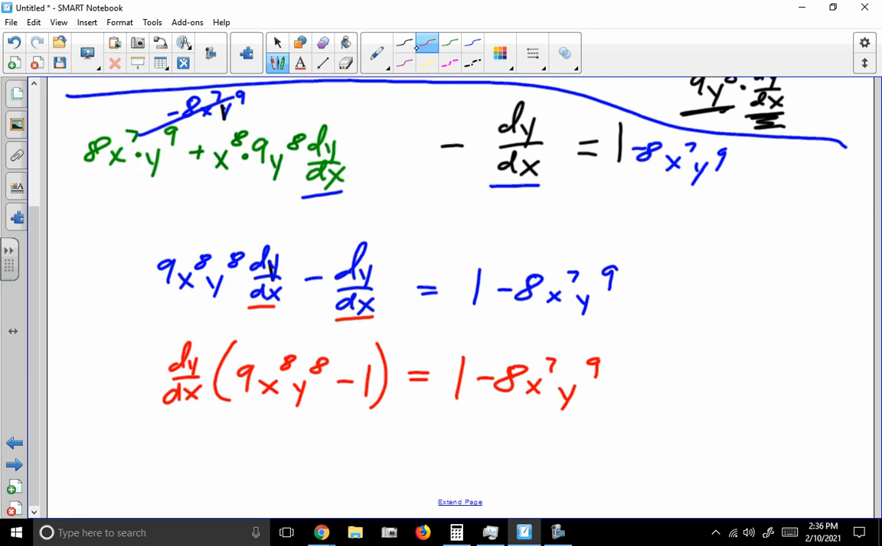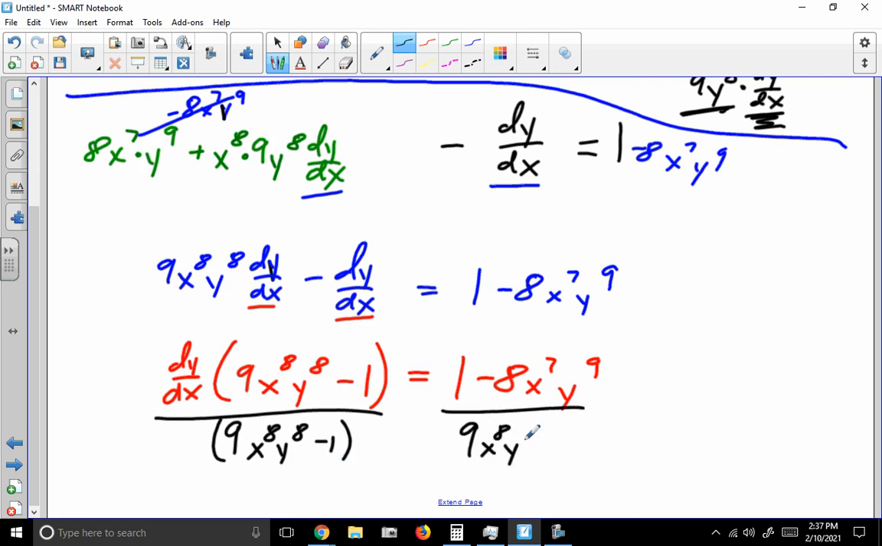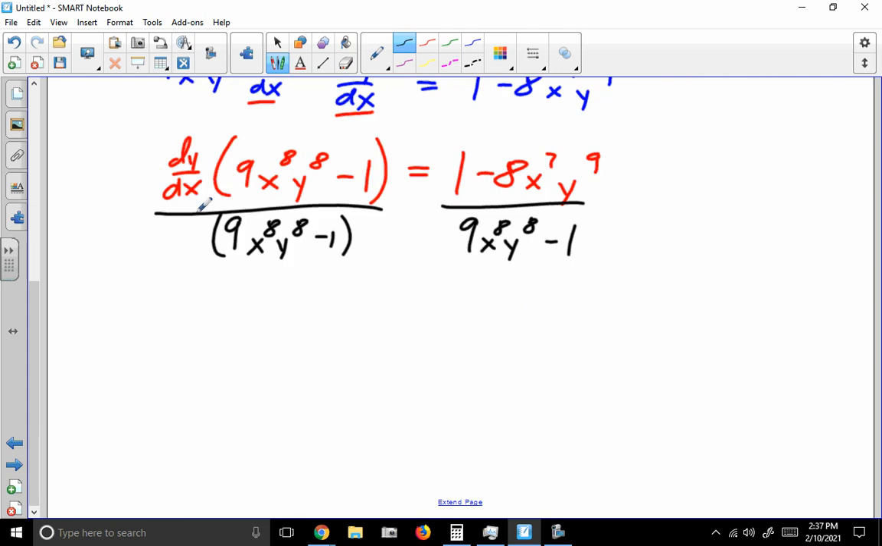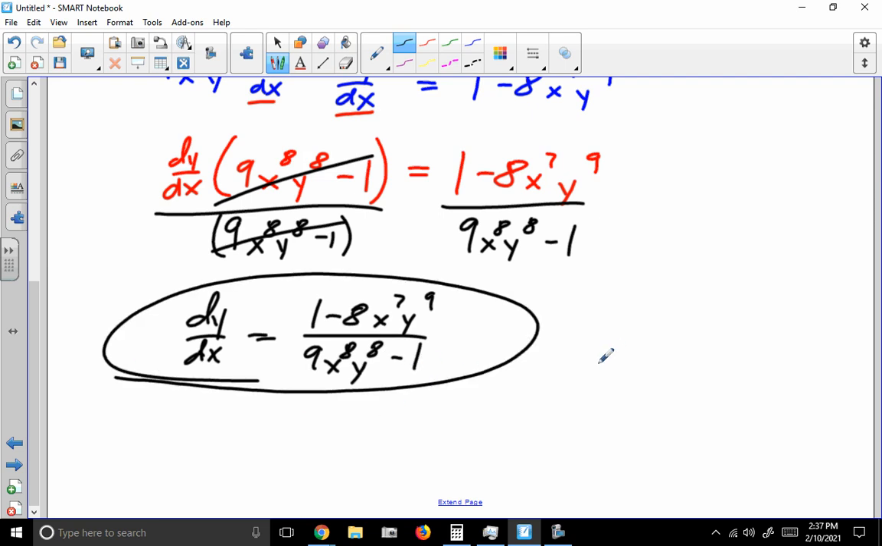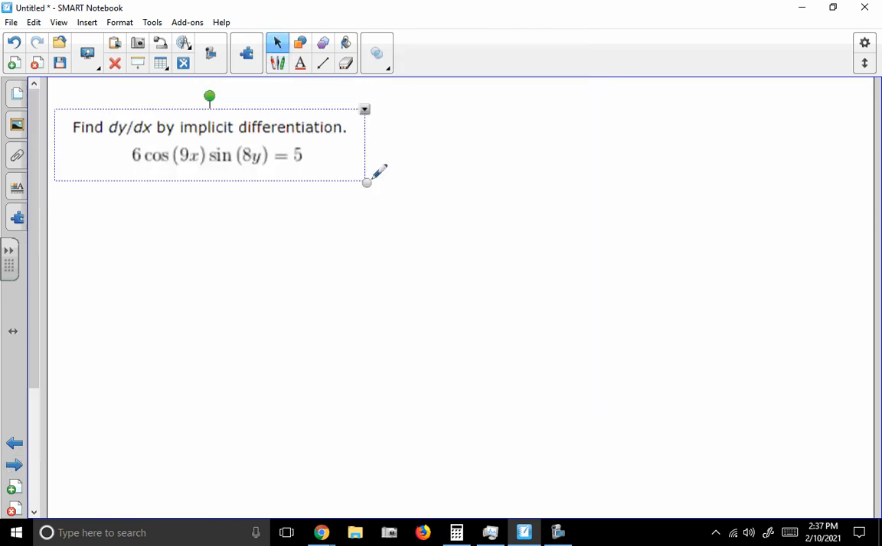And then to get dy over dx by itself, divide both sides by that parenthesis. Those cancel, so dy over dx is 1 minus 8x to the 7th y to the 9th over 9x to the 8th y to the 8th minus 1. So that's our derivative here using implicit differentiation. So let's do another.